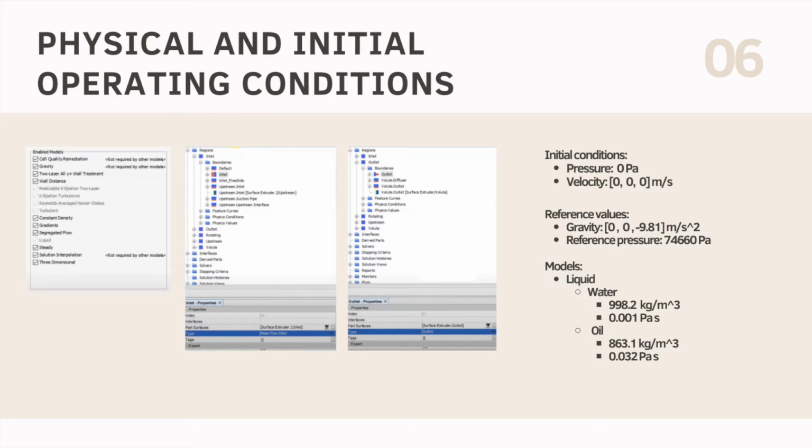The physical and initial operating conditions that we use for the proper functioning of the pump are pressure 0, velocity 0 as initialization. The reference gravity is minus 9.8 on the z-axis, and the reference pressure is 74,660 pascals. In models, we selected liquid and the selected fluid was water. The values of viscosity and density changed for oil simulations.